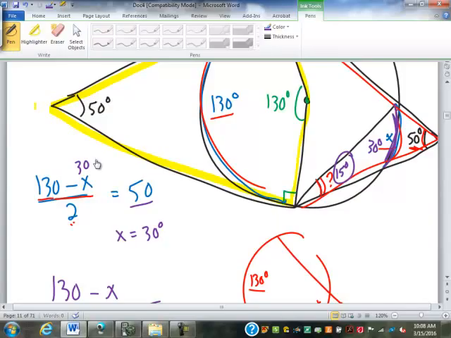So if that arc's 30 degrees, this inscribed angle has to be 15. A lot of happy little pieces that have to fit together here, aren't there?